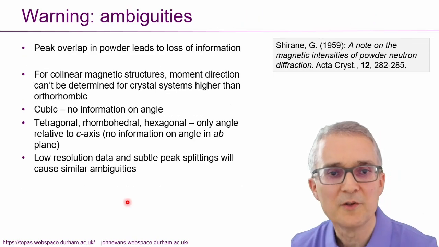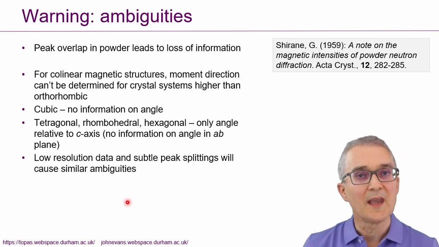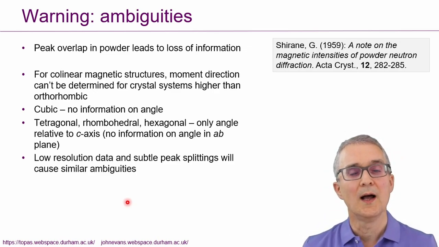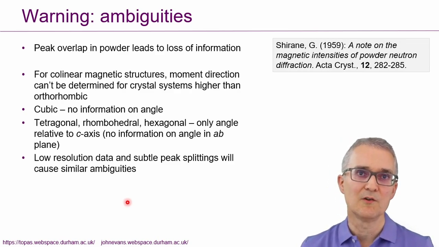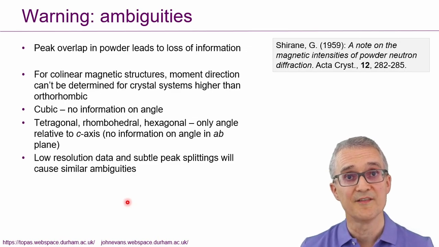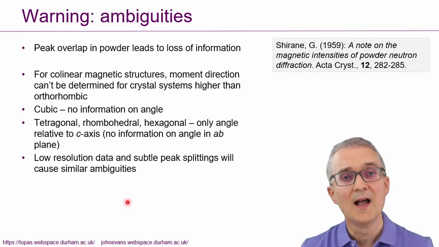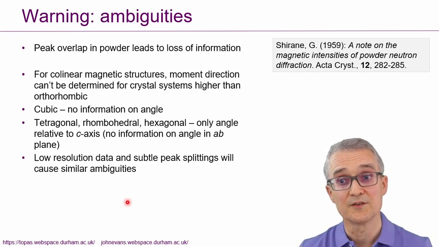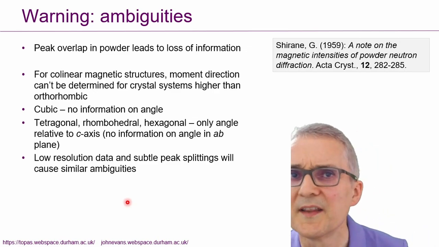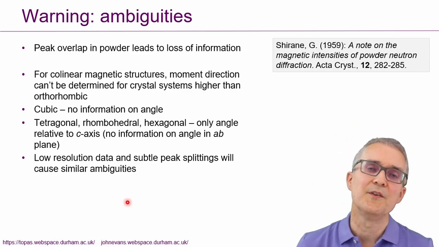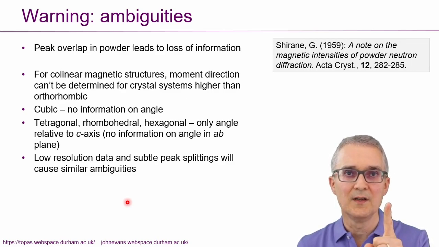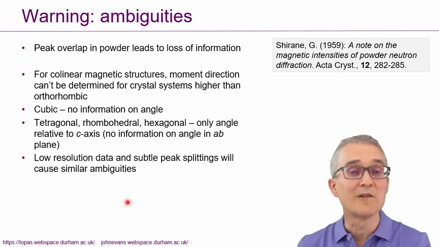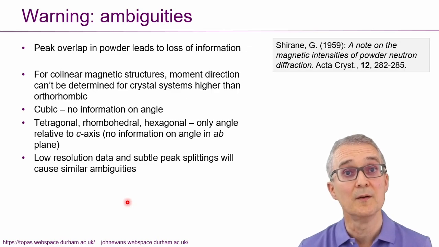Before we come on to the example, just a couple of little warnings about some of the ambiguities that are present when you do magnetic powder diffraction experiments. One of the things that we'll know about powder diffraction already, even if you're just doing conventional crystallography, is that peak overlaps can lead to a loss of information in the powder diffraction pattern, and that can make conventional structural refinements difficult to do. In the case of magnetism, it can make things even more difficult. If, for example, you think about a cubic material, in any cubic material, the 100 reflection and the 010 reflection and the 001 reflection will always overlap with each other perfectly.